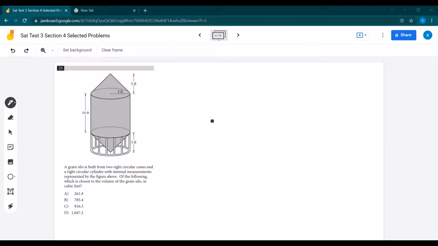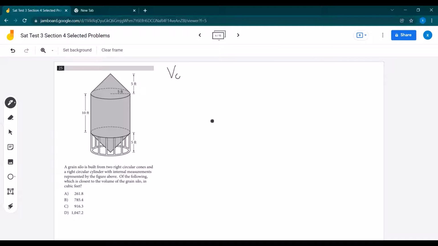All right, so let's take a look at question 25. So here they want us to find the volume of this grain silo, which is built from 2 right circular cones and a right circular cylinder, and they're giving us some measurements here. So they want, which of the following is closest to the volume of the grain silo in cubic feet? Okay, so there's 2 formulas we need to know here.